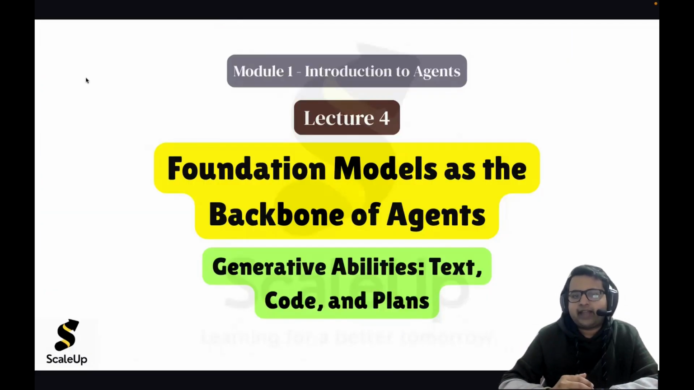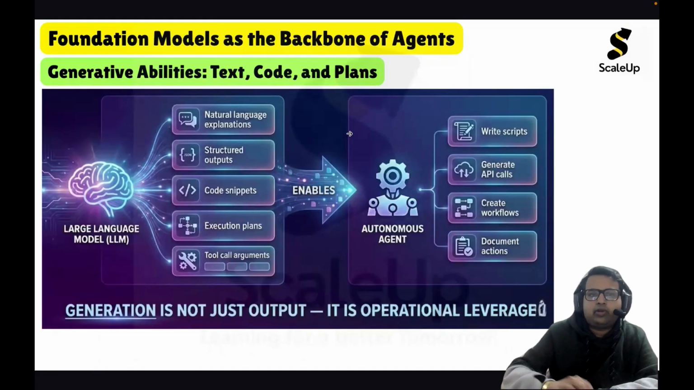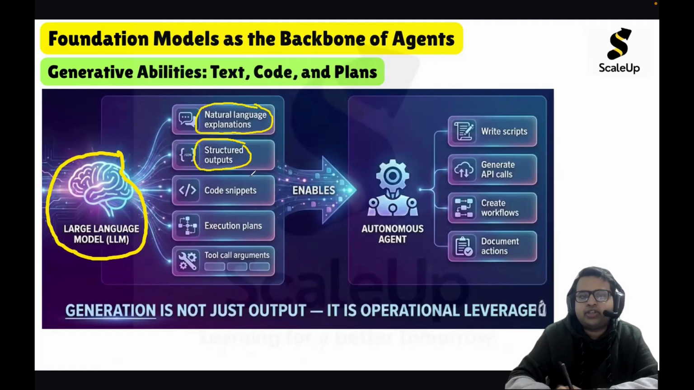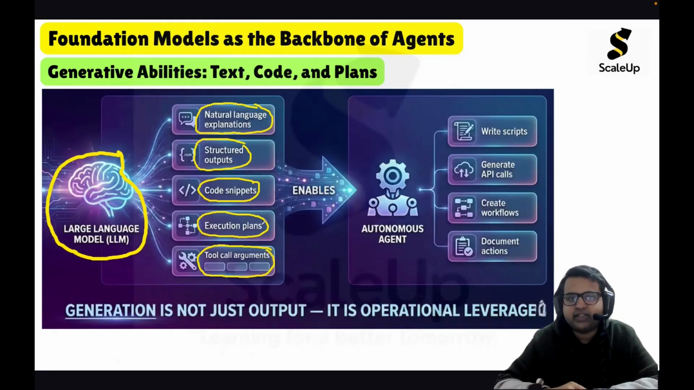Generative abilities: text, code, and plans. Now, large language models also have generative AI capabilities, like they can generate content. They can generate natural language explanations. They can generate structured outputs. They can generate code snippets. They can generate execution plans. And they can generate tool call arguments. So this generation capability, these generative abilities, are very powerful.